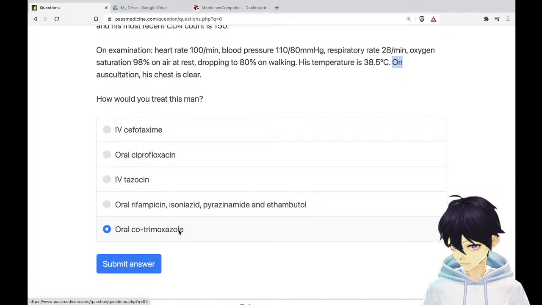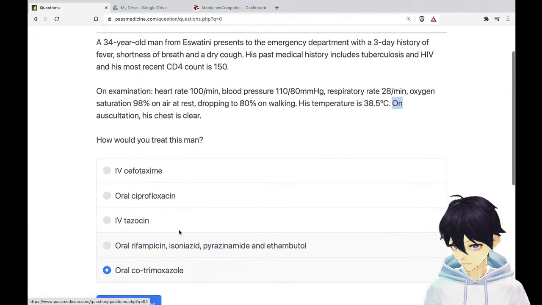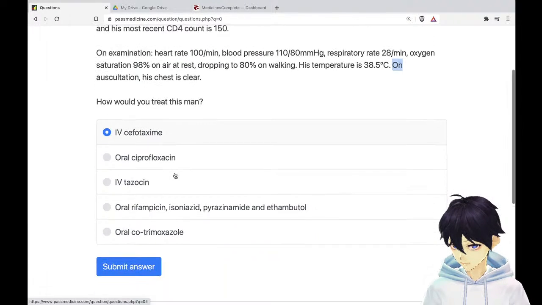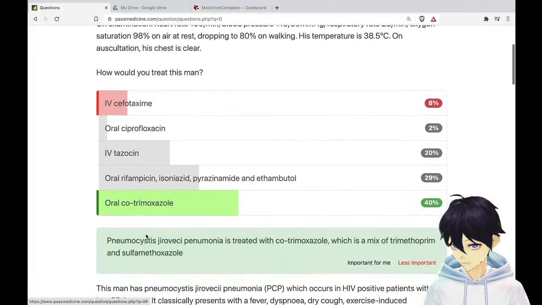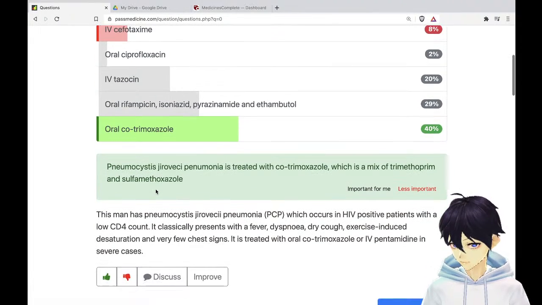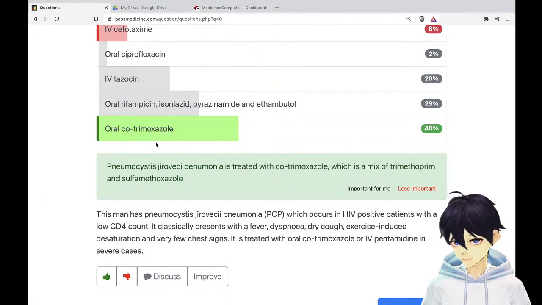Let me guess this. Wait, doesn't it have to be IV? Let me guess this then. No, my first guess was correct. So the answer is oral cotrimoxazole.